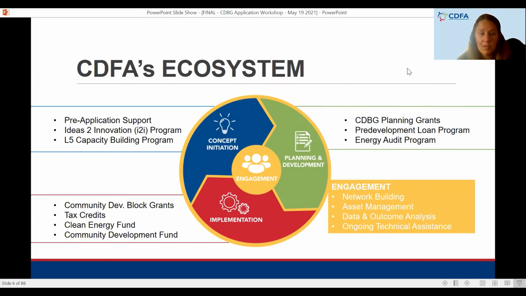And then the place that we really provide the majority of our resources is in this implementation stage of projects. Of the $16 million that we administer and award each year, the majority is in implementation in our tax credit program, the block grant program, the Clean Energy Fund, and the Community Development Fund.